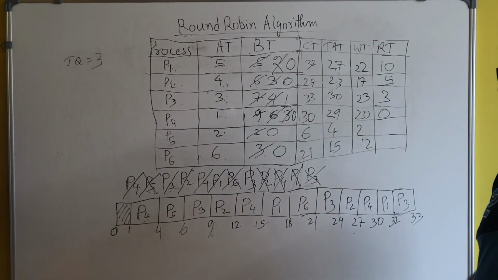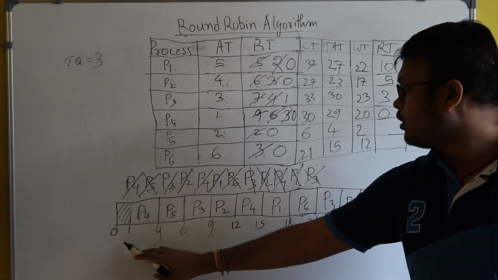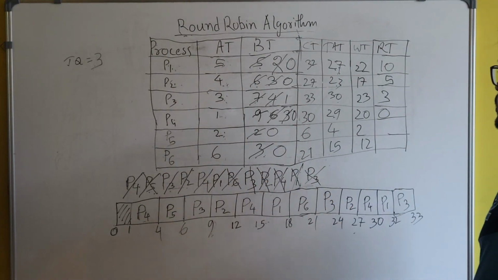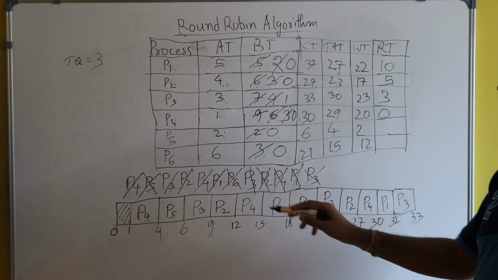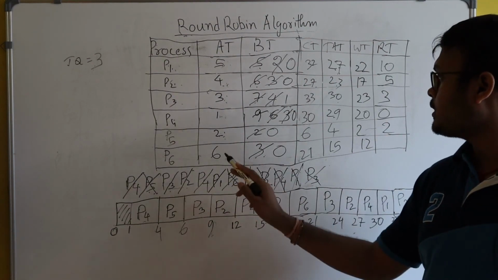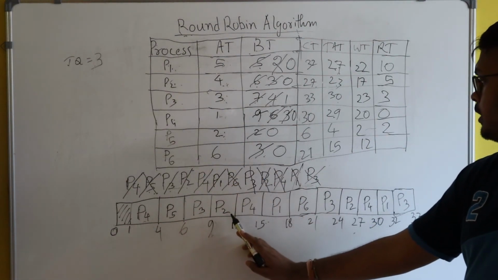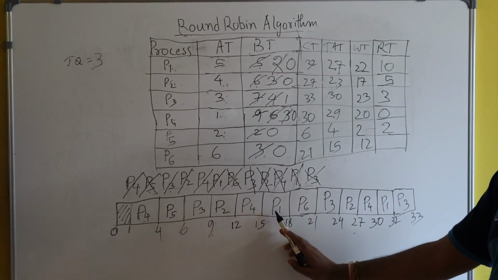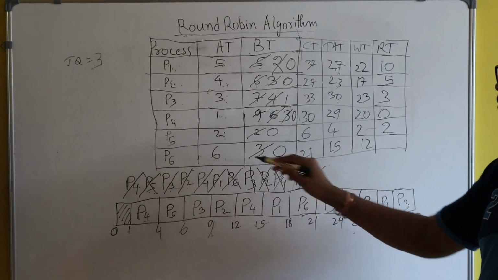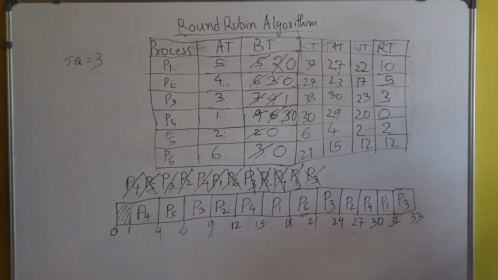Then P5. P5 arrived at 2 and got response at 4. It means response time is 4 minus 2, 2. And then P6. P6 arrived at 6, but it got the first CPU at 18. 18 minus 6, 12. So in this way you can solve.